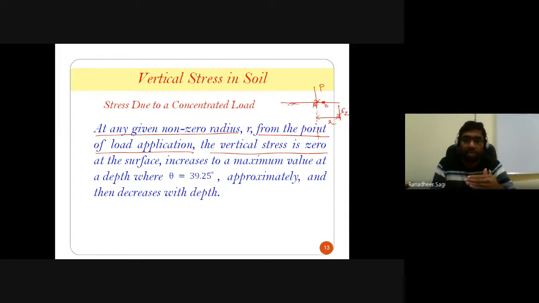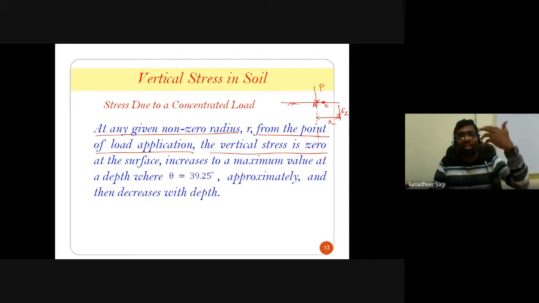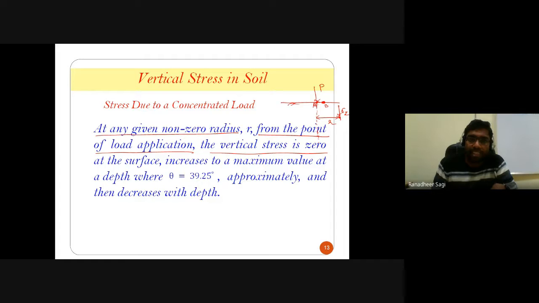But as you move into deeper depths, that value tends to increase, and then as you go even deeper, it tends to decrease. It is found to be maximum at an inclination of theta equal to 39.25 degrees. At that inclination, the stress developed is maximum, and beyond that, at any other depths, the vertical stress starts decreasing.